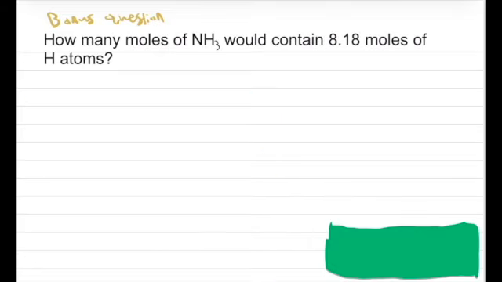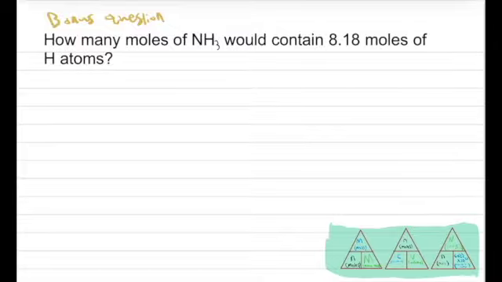This is the last question, and it's kind of a bonus question. You don't really use the triangles, but it's more of a mole ratio. And I'll have a whole separate video on that, but it's fun to know. It's still about moles, and it could be important. So, how many moles of NH3 could contain 8.18 moles of H atoms? Well, we've got to look at the mole ratio in this specific type of question.